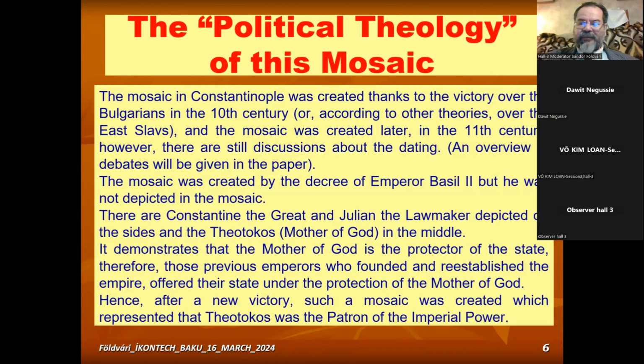Thus, the mosaic in Constantinople was created thanks to the victory over the Bulgarians in the 10th century, or according to other theories in other times, but the most probable theory is that in the 10th century, and the mosaic was created later in the 11th century, and it was created as a thanksgiving to the Mother of God by Emperor Basil, because the Mother of God was the representative of the state power, and Emperor Basil gained a very, very great victory, and he then ordered to make this mosaic as a thanksgiving to Mother of God.